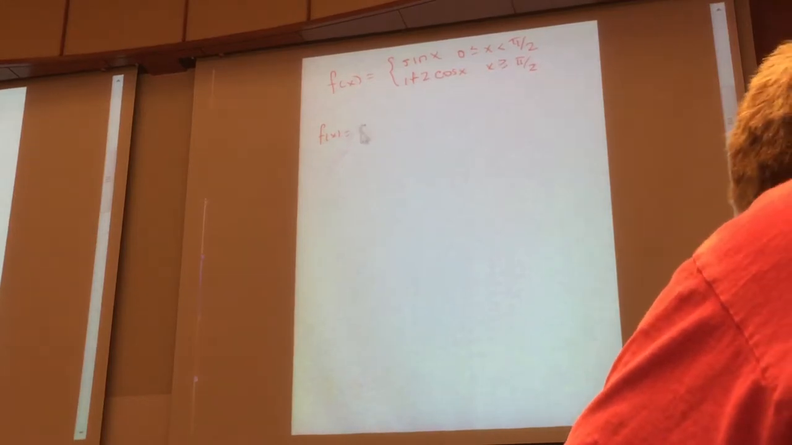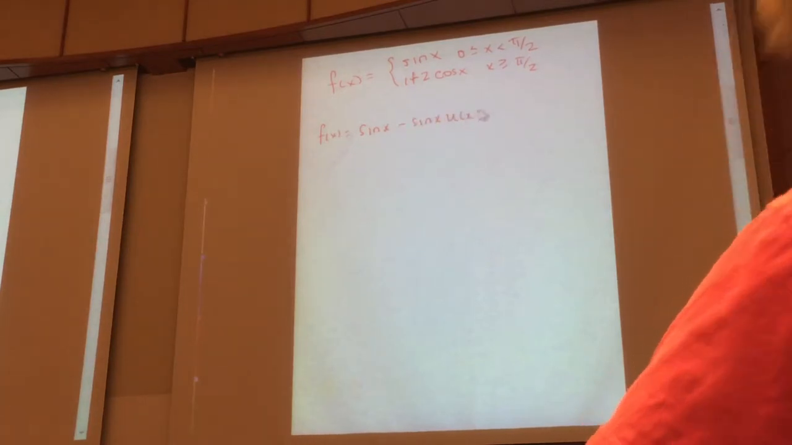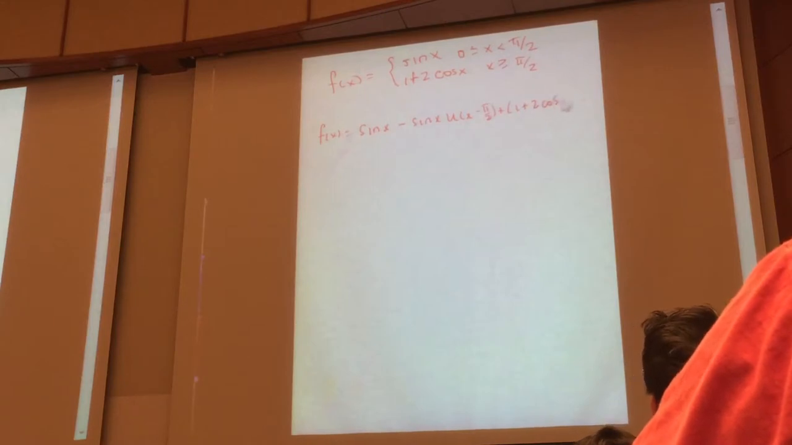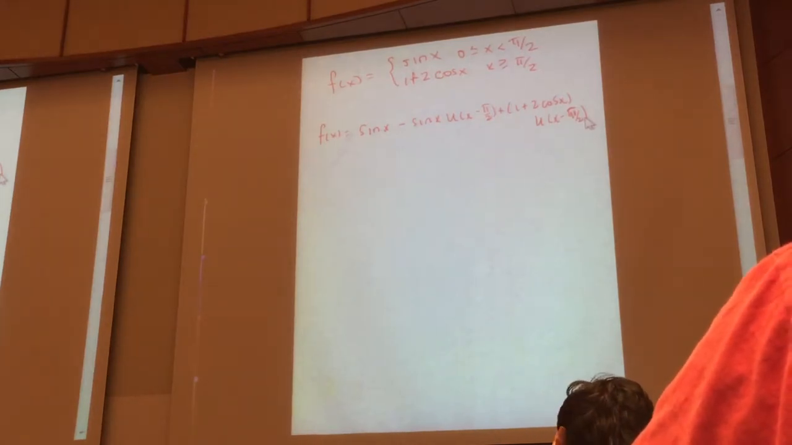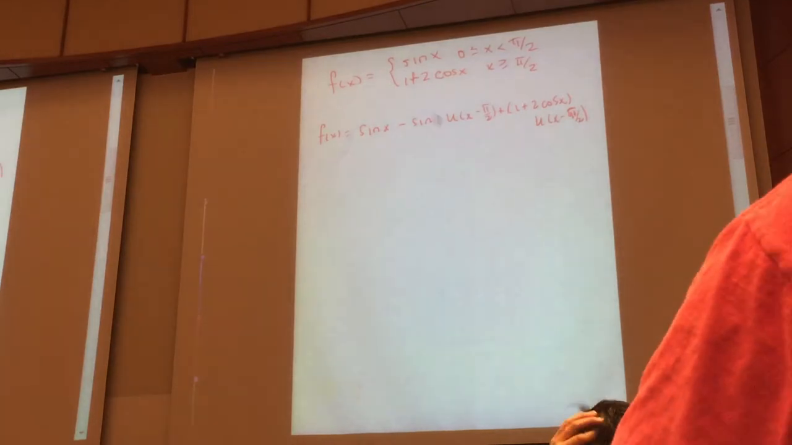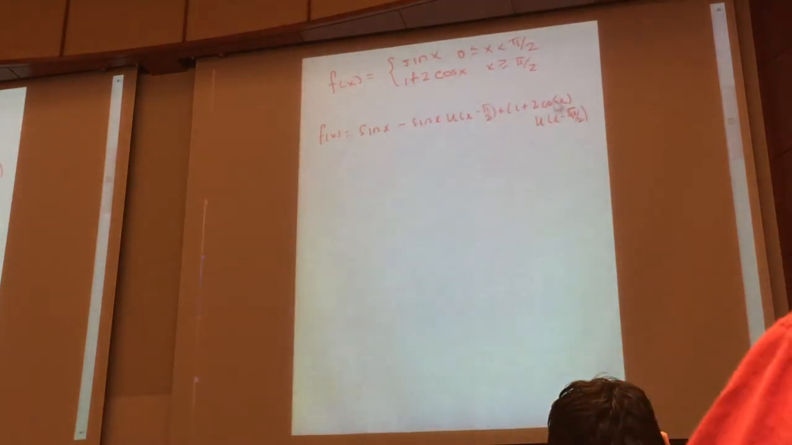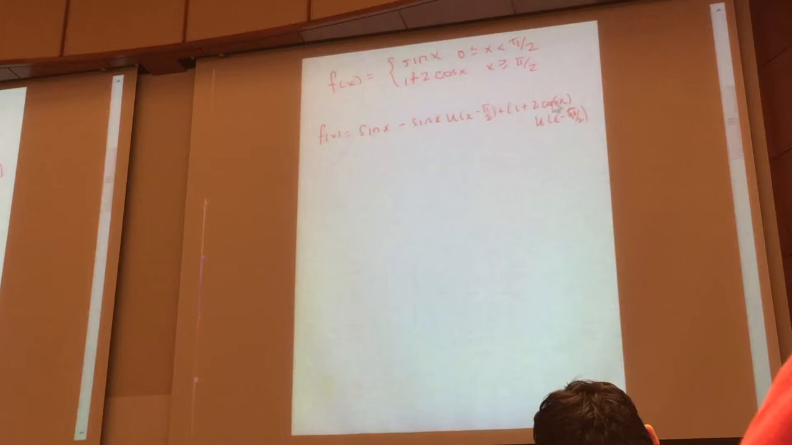Okay, so sine x minus sine x u of x minus pi over 2 plus 1 plus 2 cosine x u of x minus pi over 2. Now, some of you have enough experience to know that this sine is going to become a cosine. And this cosine over here is going to become a sine. Why is that? Because the sine of x minus pi over 2 is the cosine of x. And we're going to switch from sine to cosine.